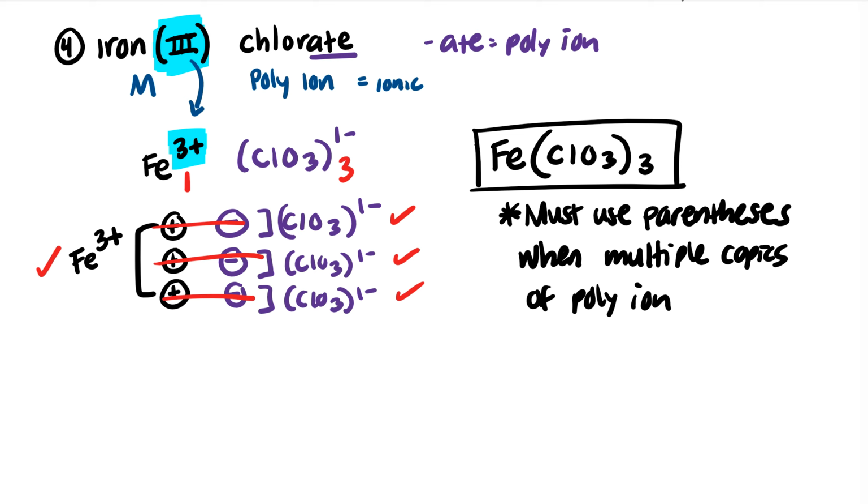Okay, if you're using more than 1 copy of that polyatomic ion, you gotta put parentheses around the formula of the polyatomic ion and then the number of copies you used on the outside. So this 3 that I'm writing on the outside corresponds to the 3 copies of chlorate that we had to use to write this formula. Okay, so we have to use parentheses for polyatomic ions anytime that we have multiple copies being used of that polyatomic ion. The only time you can omit parentheses around a polyatomic ion is when you're only using 1 copy.